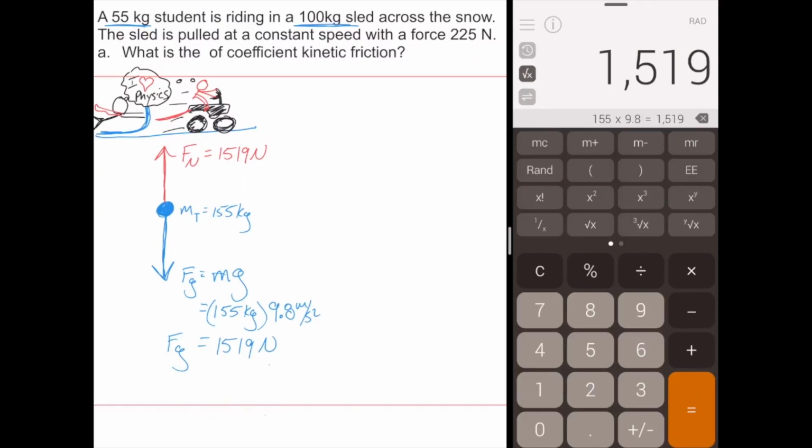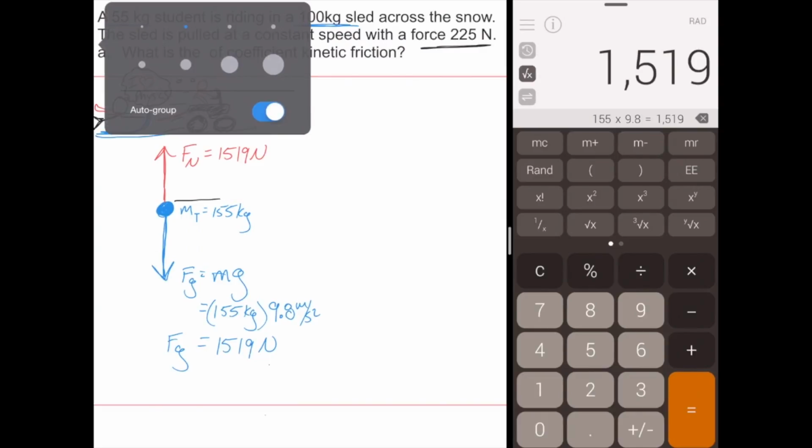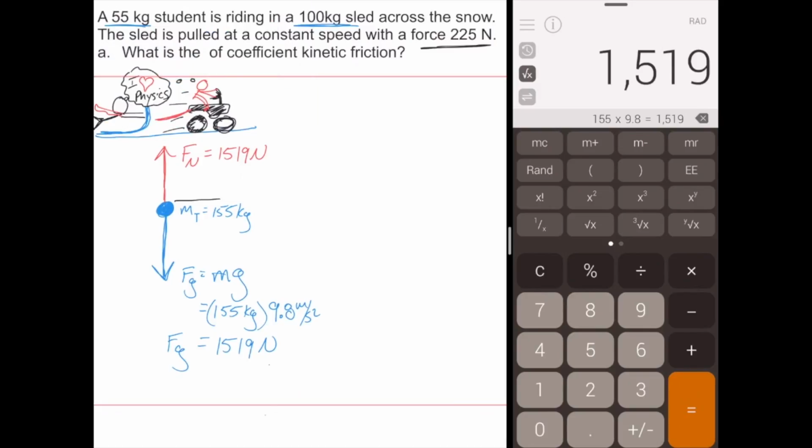Okay, so there's that. Now what we need to start doing is putting in the horizontal forces. So let's take a look. In the problem here, they tell us that the sled is pulled at a constant speed with a force of 225 newtons. So the four-wheeler there is pulling with the force of, and I made that way too long. Okay, we'd probably draw these if the weight was the way it was. We draw this much smaller here. So it's being pulled with a force of 225 newtons. Now that's our force applied.